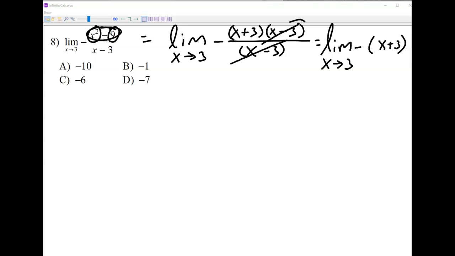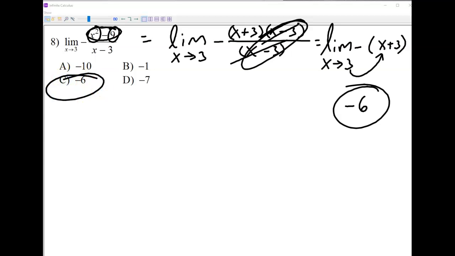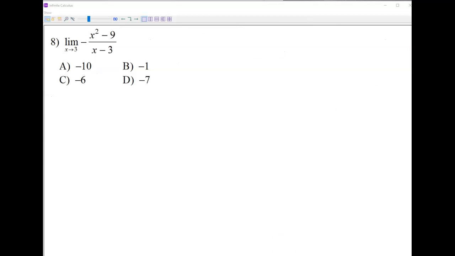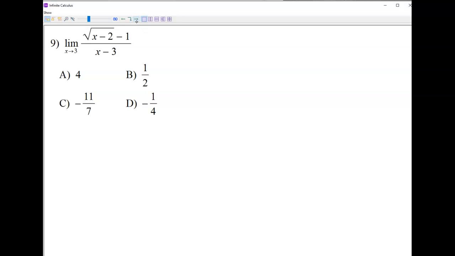Once you've removed the discontinuity that we had there, now we can go ahead and plug in our 3, and we end up with -6 as our final answer. Okay, and so that's an example of how to remove a discontinuity by factoring. Let's go ahead and take a look at another one here.